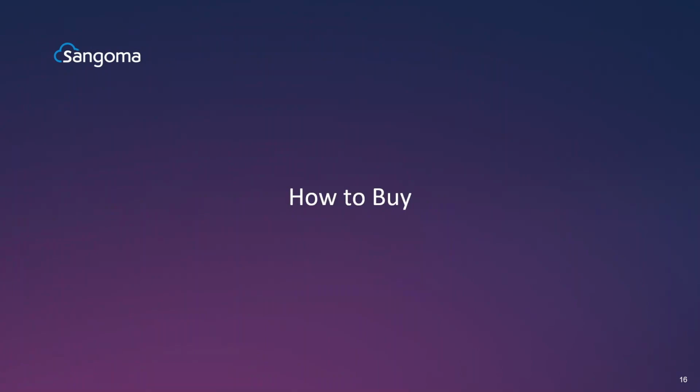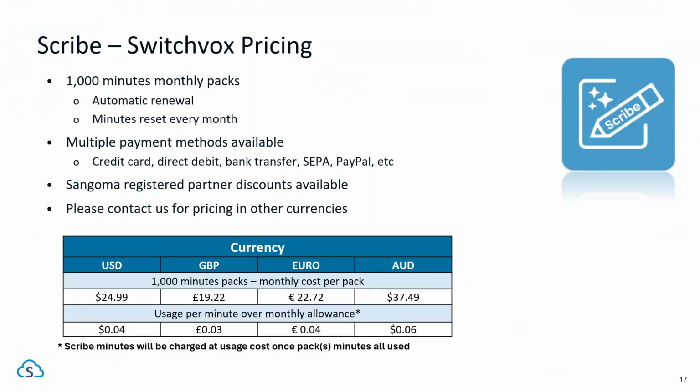As we mentioned, how to buy. Well, Paul has shown it to you, but I want to go a little bit deeper into it and tell a little bit more, and we start out again with the pricing. And this is, as we say, recommended retail pricing. So we have pricing available in US dollars, pounds, euros, and Australian dollars. If you are looking for pricing in other countries, please get in touch with us.